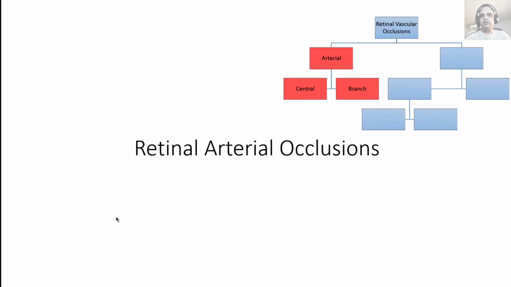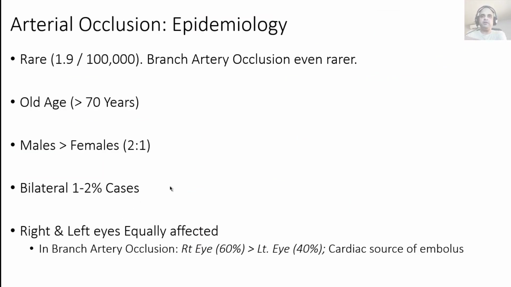We'll start off with retinal arterial obstructions, and they are pretty rare, about 2 per 100,000, and the branch artery occlusion type is even rarer than this. It's usually seen in the older age group, more than 70 years. And as I said, we are just approaching where our life expectancy is about 70 years or slightly more. Don't quote me on this figure. So we have started seeing this disease, but not as much as you might see it in other demographics where you have a larger, older population.